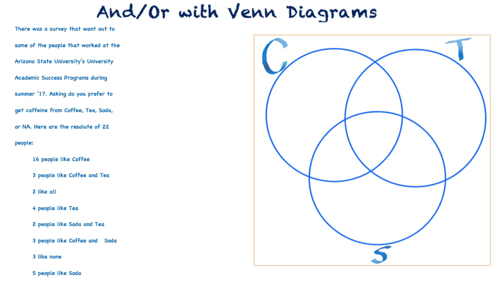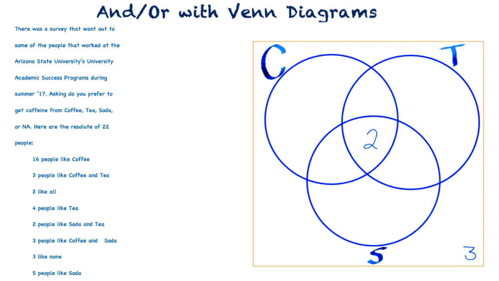The first one is the none, the NA. They go on the outside of all the circles because they don't like any of the 3, so we still need to count that in our universe, but we don't put it in a circle. And then we have the all, the people that like all 3. So that goes where all 3 circles overlap.